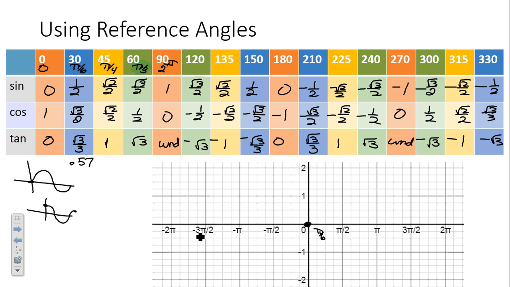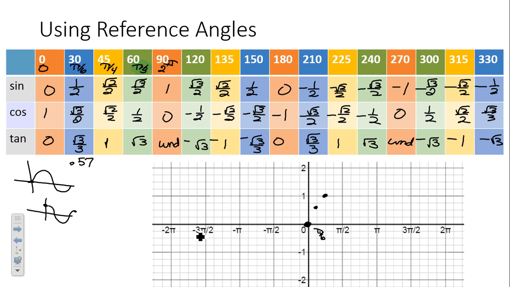So at 0, we're at 0. At 30, we're at 0.57. So we're almost halfway up. Okay, we took the tangent of 30 degrees, and the fraction's decimal equivalent is 0.57. Okay, so we're almost at 0.6. Okay, 45. Tangent's 1, isn't it? Okay, so up here at 45, I'm at 1.